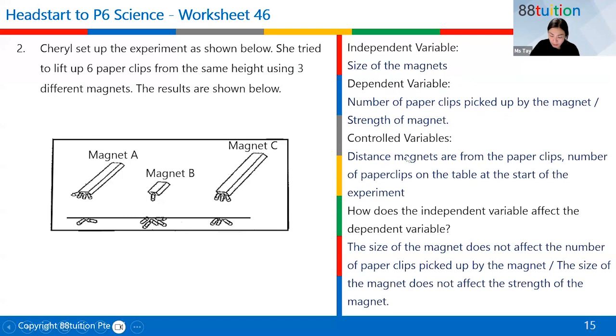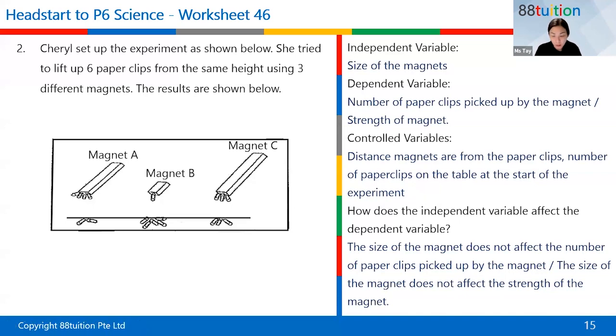Controlled variable: the distance the magnets are from the paper clips. You can also say the height. So the magnets must all be held at the same height. Then the number of paper clips on the table at the start of the experiment. There's another thing I heard somebody mention before.